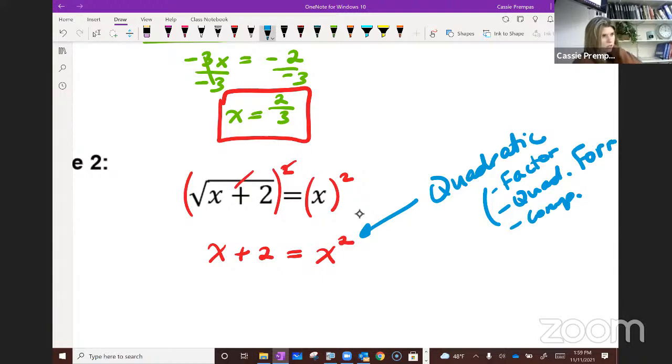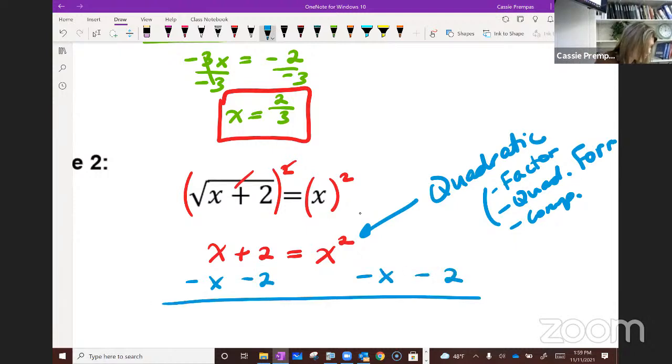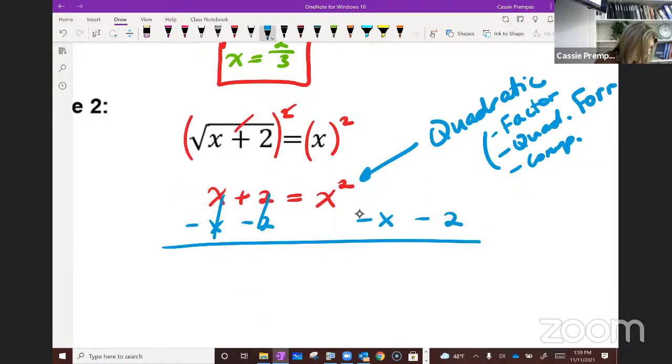What would you guys do first here? Subtract the x, subtract the 2, set it equal to 0. So I'll subtract x, subtract 2, and x minus x is 0, 2 minus 2 is 0, and I have 0 is equal to x squared minus x minus 2.